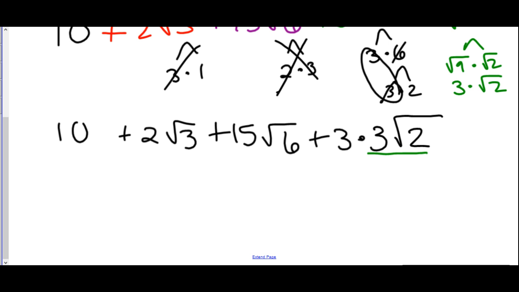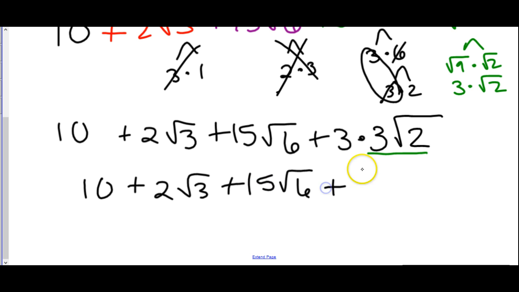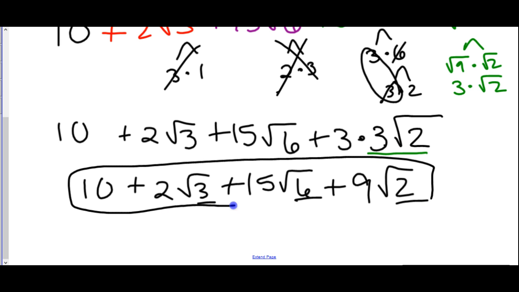So let's simplify that now. Three times 3 is 9. So checking all of our radicands are different, that means this one is simplified as much as possible. That is our final answer.